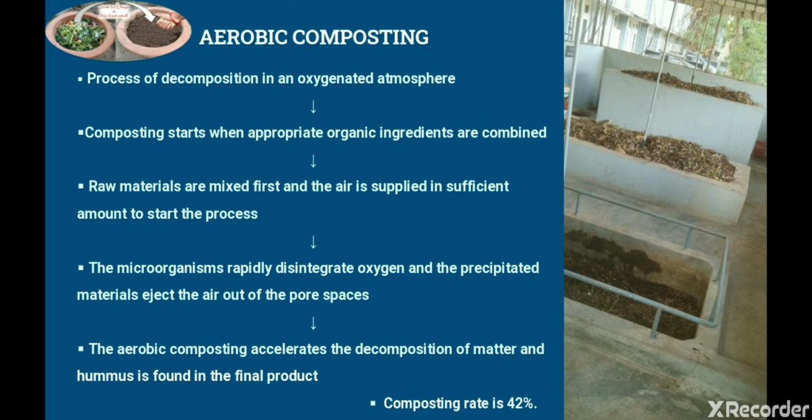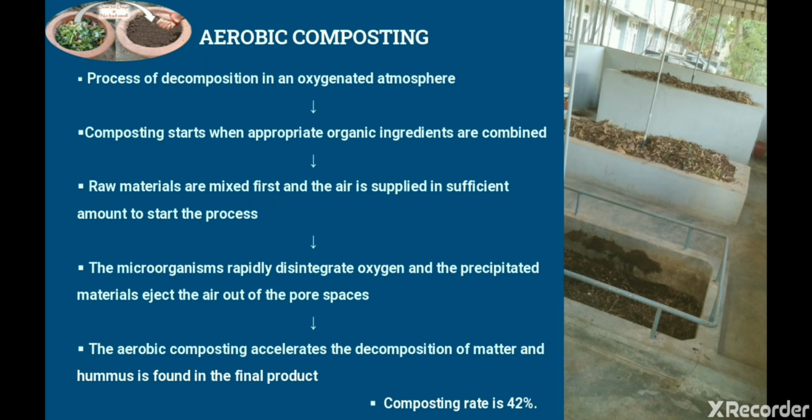There are two types of composting. One is aerobic, another one is anaerobic. Aerobic composting is the process of decomposition in an oxygenated atmosphere. Composting starts when appropriate organic ingredients are combined. Raw materials are mixed first and the air is applied in sufficient amount to start the process.